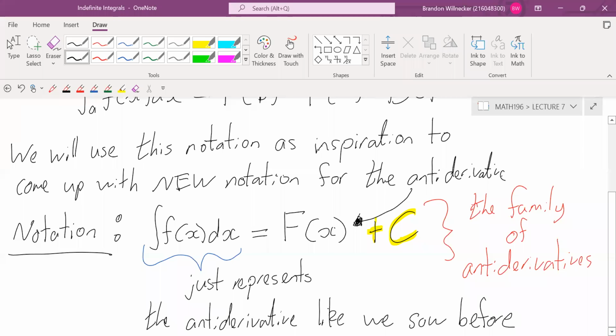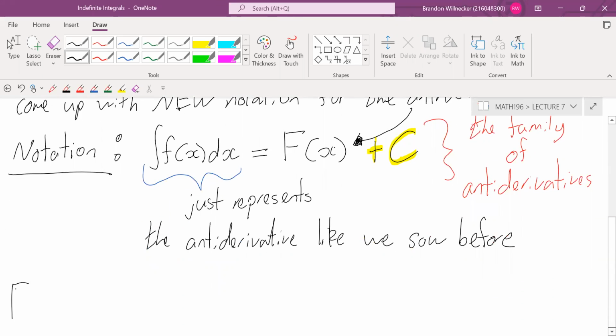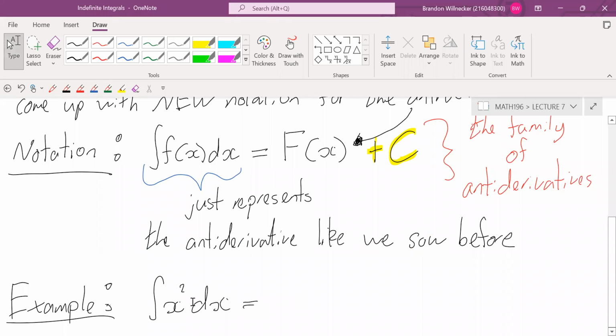Okay, so not much new going on here. Let's look at an example where we use this new notation. So we want to find the integral of x squared dx. Now again, this isn't a definite integral because there's no bounds. So all we're doing is finding the antiderivative.